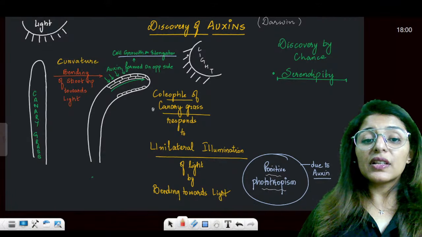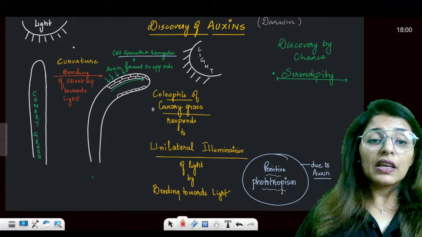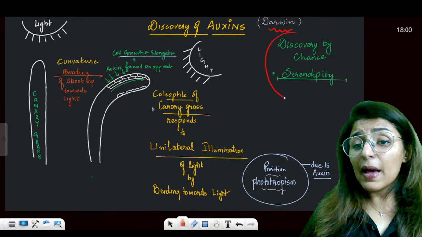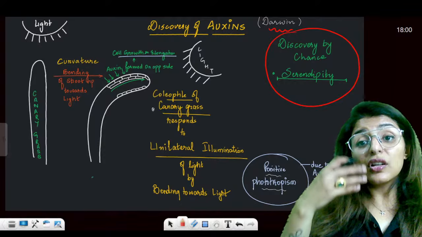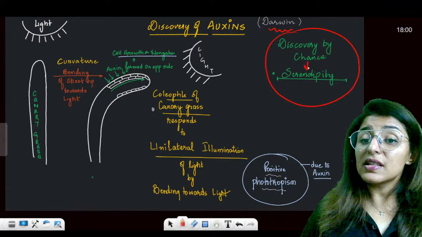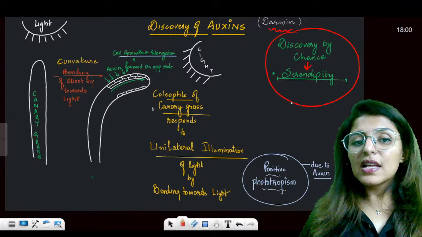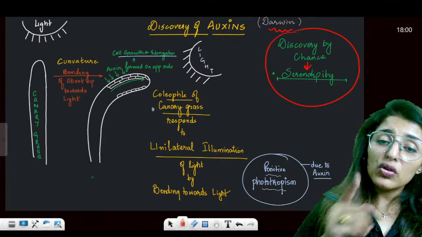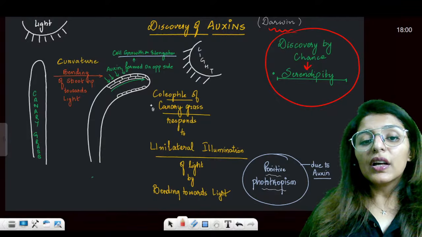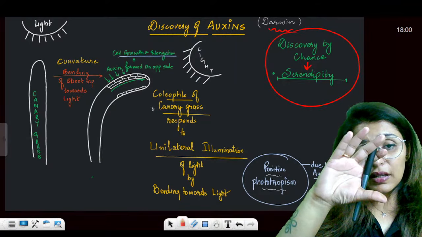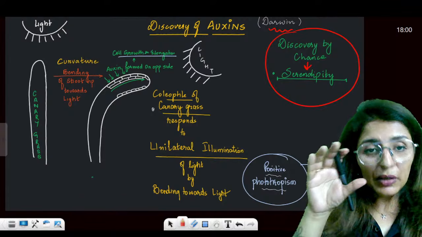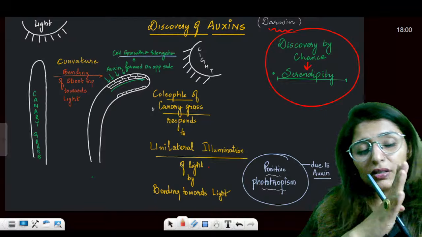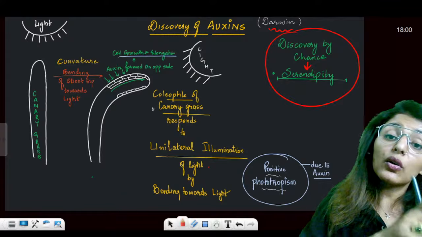Now, moving on to the discovery of auxins, I have already explained this. It was done by Darwin and his sons by chance. He was not actually looking for anything. Such a discovery is known as serendipity. We see that the tip of the plant grows towards the light. So what did he do? He made a unilateral illumination. When there was unilateral illumination of light, the tip of the canary grass started growing towards the light.